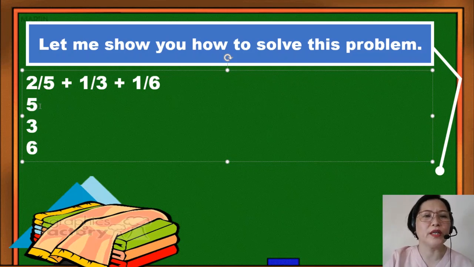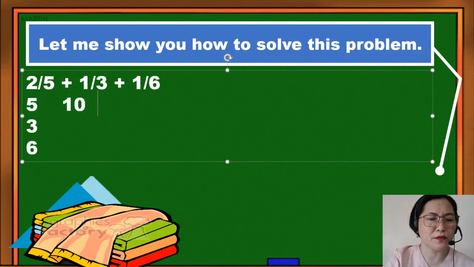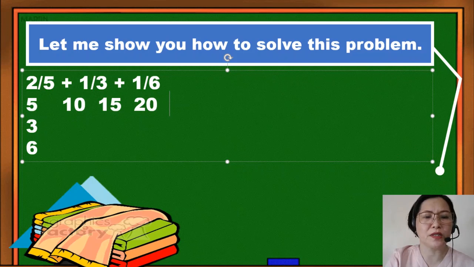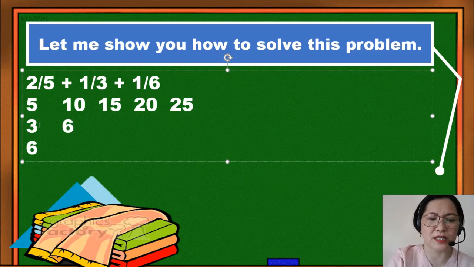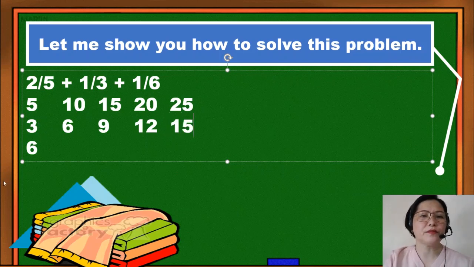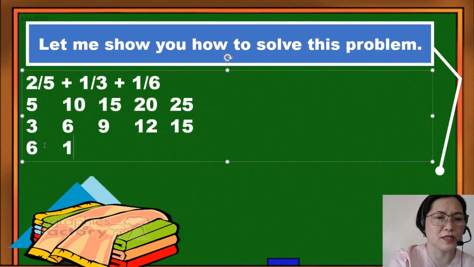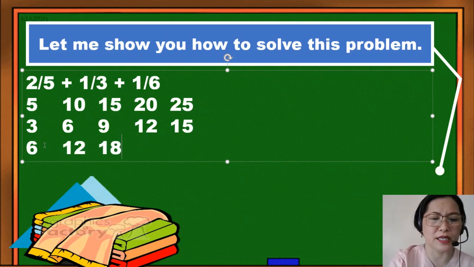By doing the multiples. So, 5 plus 5 is 10. 10 plus 5 is 15. 15 plus 5 is 20. 20 plus 5 is 25. Then, for 3, 3 plus 3 is 6. 6 plus 3 is 9. 9 plus 3 is 12. 12 plus 3 is 15. And for 6, 6 plus 6 is 12. 12 plus 6 is 18. 18 plus 6 is 24. 24 plus 6 is 30.